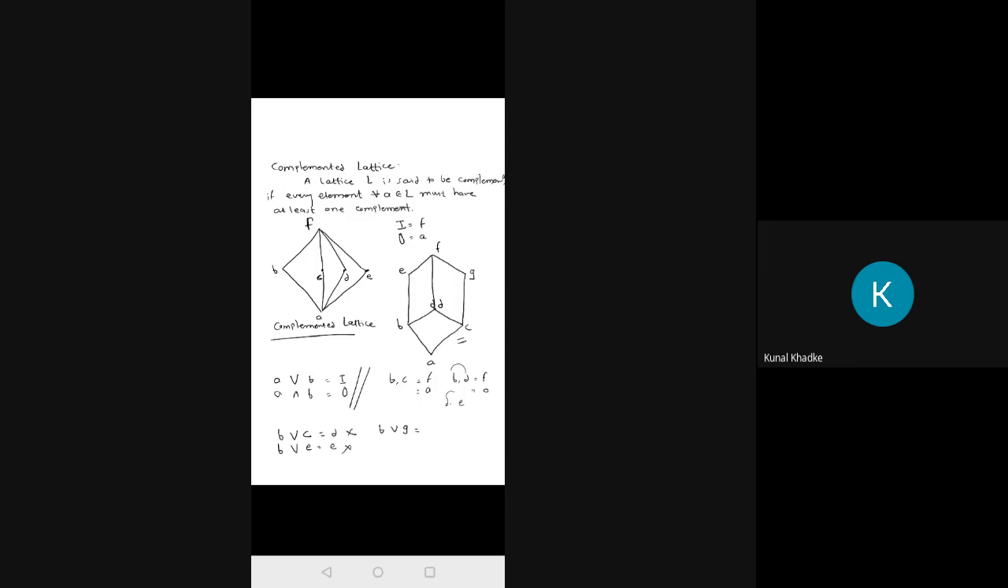Now check for the pair B and G. What is the upper bound of BG? Yes. And what is the lower bound? No, Shruti, wrong again. B is not the lower bound. The lower bound is A.